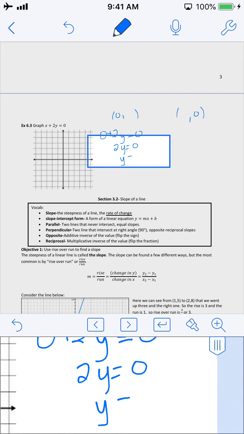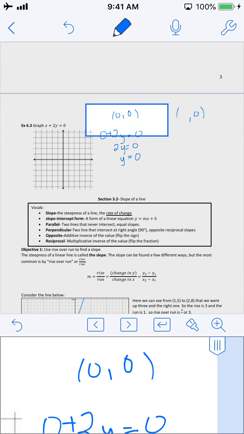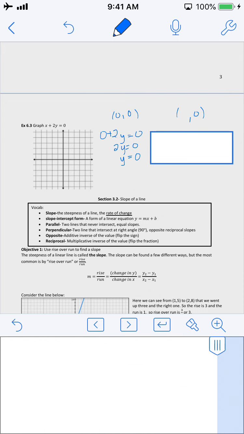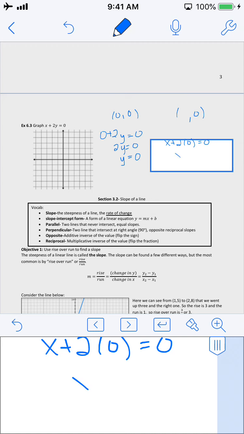And yes, I am more than welcome to divide 0 by stuff. Can't just divide by 0. So 0 divided by 2 is 0, right? Because 0 times 2 would be 0. And so y equals 0. Okay, cool. All right, got one. Now I just need the other one. So now x plus 2 times 0 equals 0. And then we got x equals 0. Do you see how convenient that was? Because 2 times 0 is just 0 and it goes away.